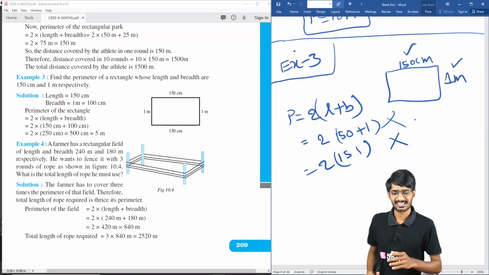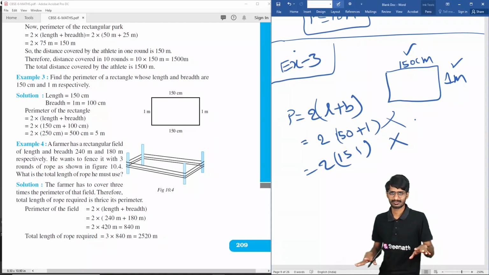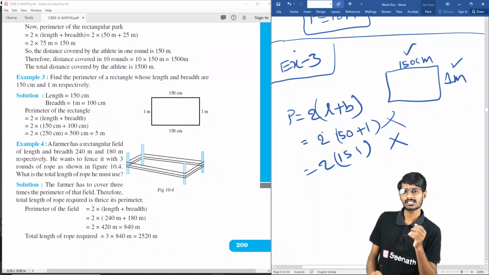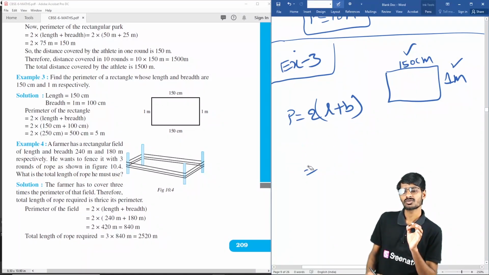Just wait, students. The process is not wrong, but the values you are substituting are wrong. The process is good, but the values you are substituting are somewhat confusing. So you have to look at the units. Here the length is given as 150 centimeters. Observe this, cm, it is centimeters. And the breadth is given as 1 meter. So it is meters and it is centimeters.